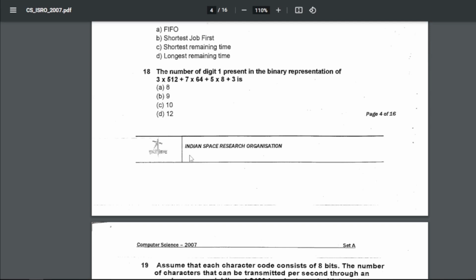Question 18 is the number of digit 1 present in the binary representation of this. So the number represented in this way is 9, right? So if you solve this, you will get the answer as 9.